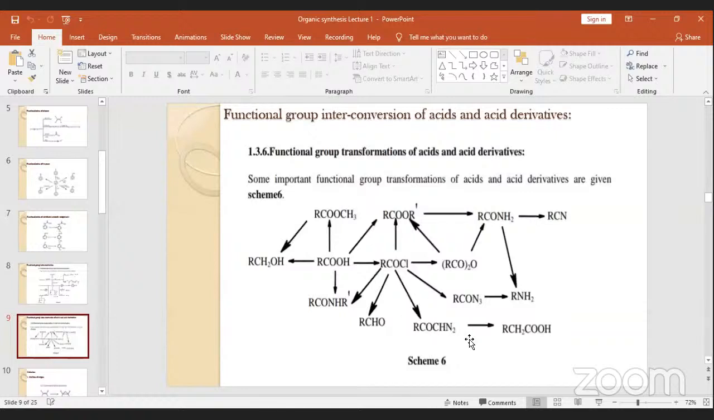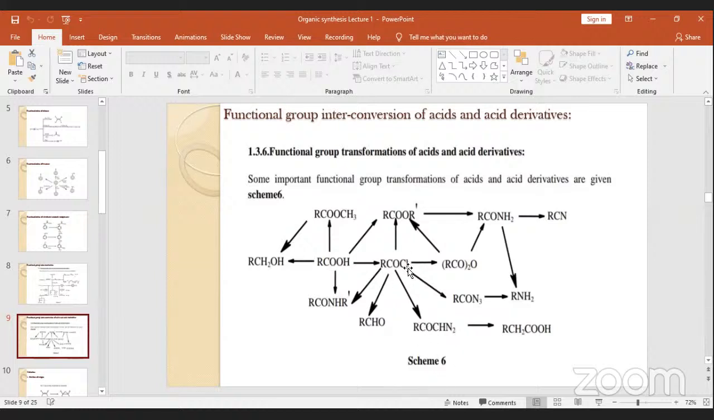this diazomethane will give you COCH2, and this will undergo again a rearrangement reaction, which you will learn later in name reactions. So that is a named reaction, and it can be converted to one carbon homologation of acid. So one carboxylic acid is converted to another carboxylic acid by adding one extra CH2.